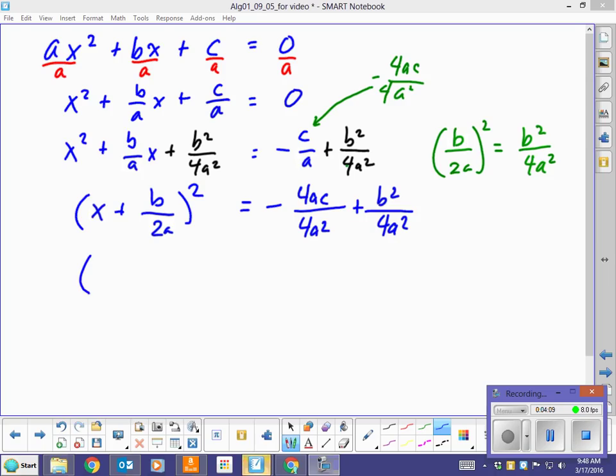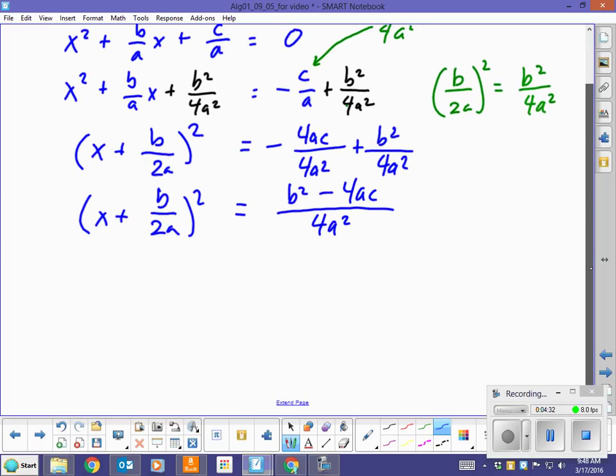So I can now simplify the right side, and I'm going to do it this way. I'm going to put b squared in front, so I don't have the leading negative. b squared minus 4ac over here, all over 4a squared, common denominator. Okay, with me so far? Now, what did we do next when we used completing the square to solve? We take the square root of both sides, right? So I'm going to take the square root of both sides. So the square root of this side, of course, is just going to be x plus b over 2a.